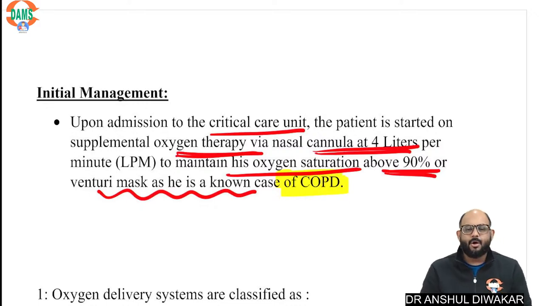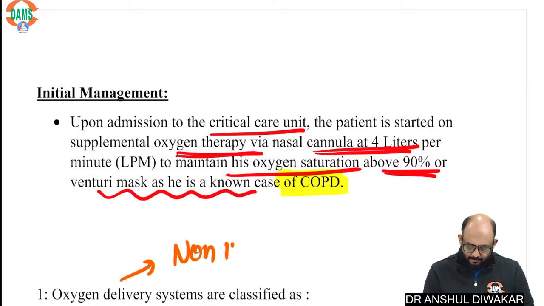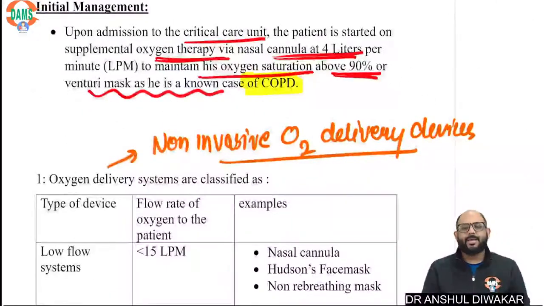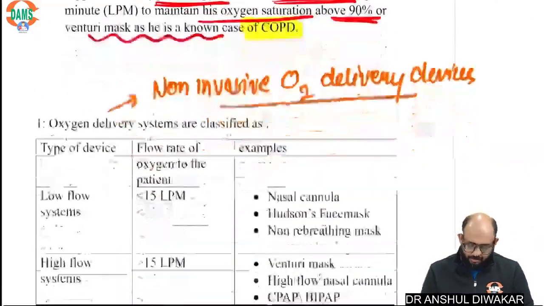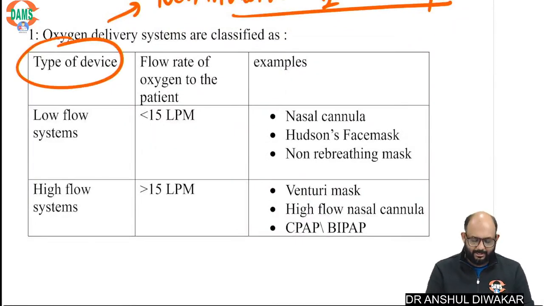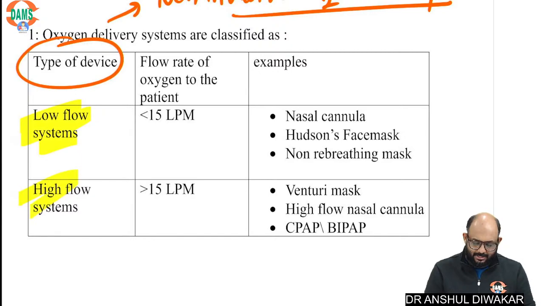So we'll look at oxygen delivery devices. When I say oxygen delivery devices, these are usually all the non-invasive oxygen delivery devices. Now there are different types of non-invasive oxygen delivery devices. We can classify them into certain categories, based on their flow rate, into low flow systems and high flow systems.